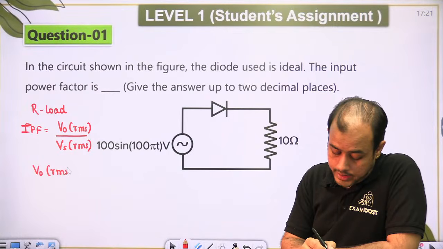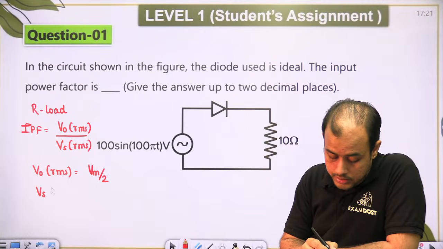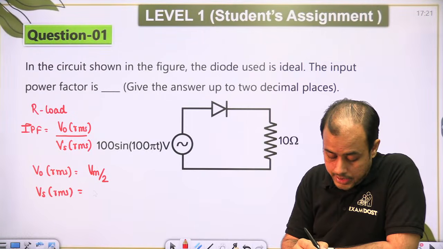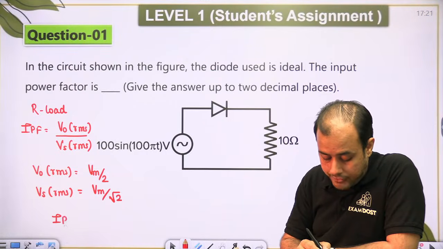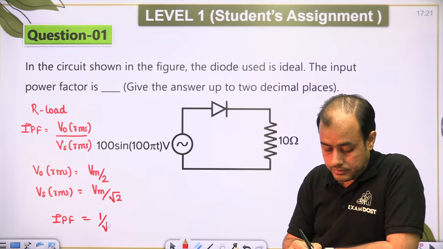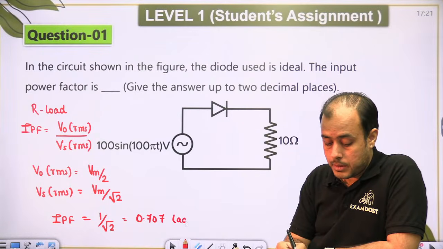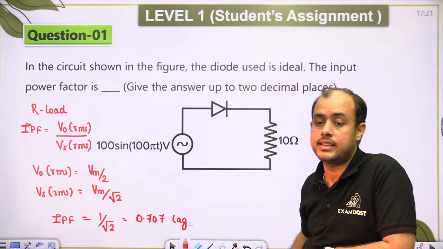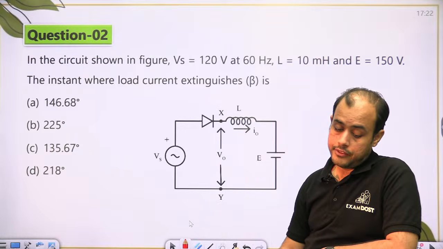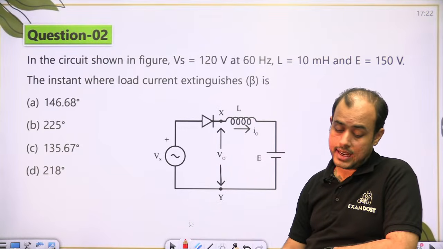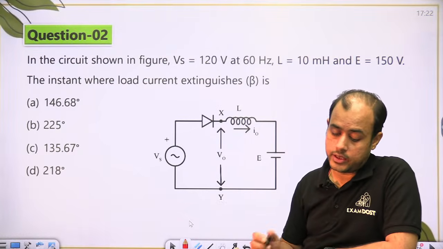Now because it is a diode, P naught RMS, half wave rectifier Vm by 2, PS RMS is Vm by root 2. Because input is sinusoidal, na, but output is a half wave rectified sine wave. So it is 0.707. And remember, power factor of rectifier is always lagging. Rectifier का power factor हमेशा lagging आता है. PS is 120 volt 60 hertz. L and E is given, the instant where the load current extinguishes.